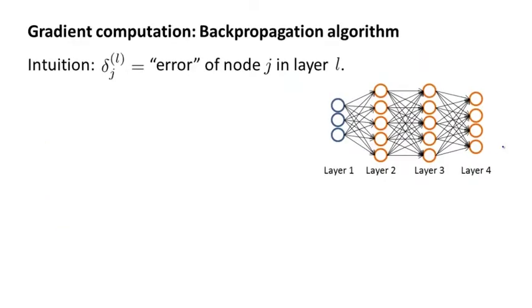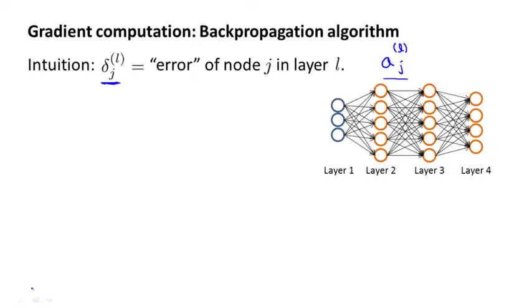The intuition of the backpropagation algorithm is that for each node, we're going to compute the term delta superscript L subscript j that's going to somehow represent the error of node j in layer L. Recall that a superscript L subscript j is the activation of the jth unit in layer L. And so this delta term is in some sense going to capture our error in the activation of that node, or sort of how we might wish the activation of that node were slightly different.